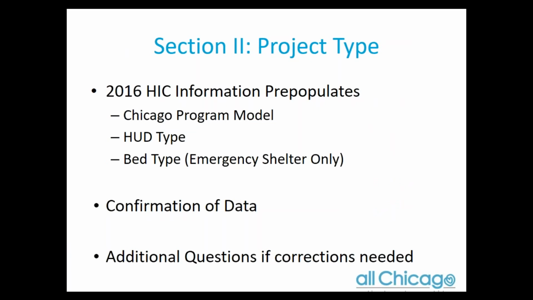That leads you into the second section, your project type. You'll be asked to confirm whether your Chicago program model, HUD type, and bed type is accurate. Since none of you are an emergency shelter, for your bed type, it will say NA. You'll be asked to confirm this information, and if you need to make some updates, some additional questions will show.